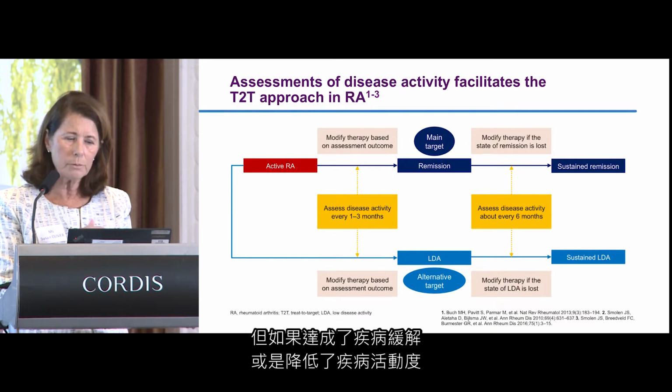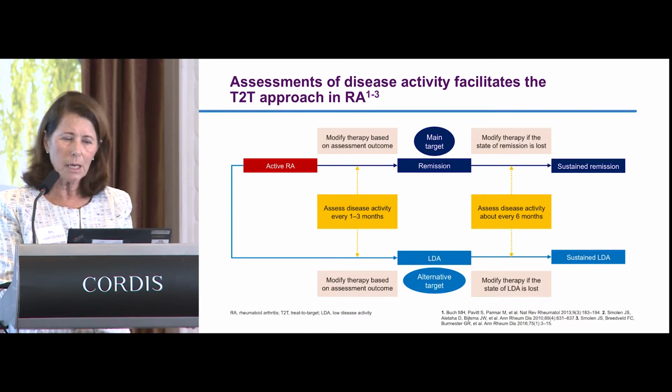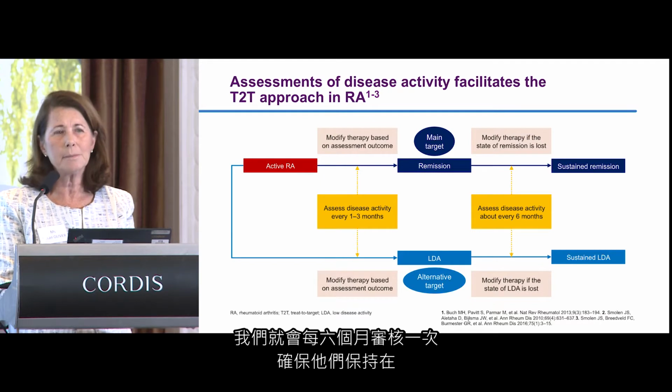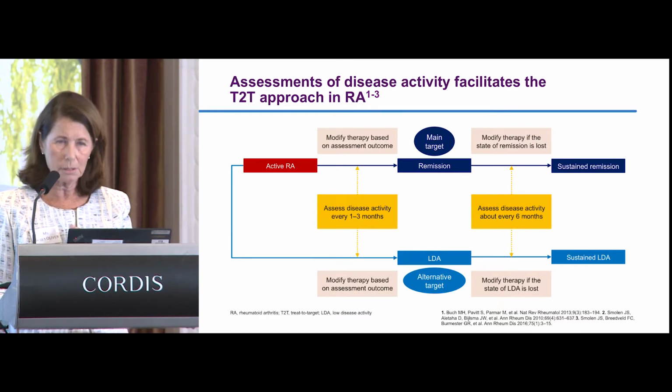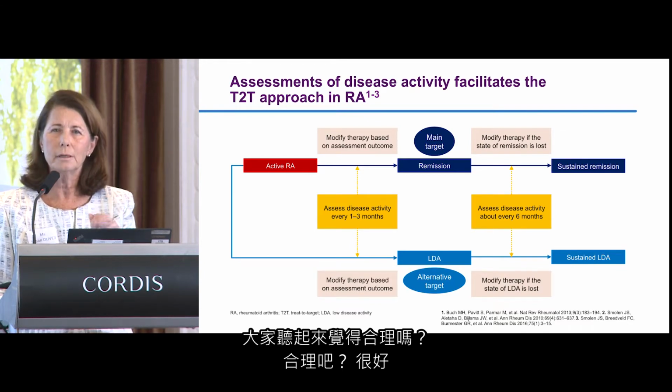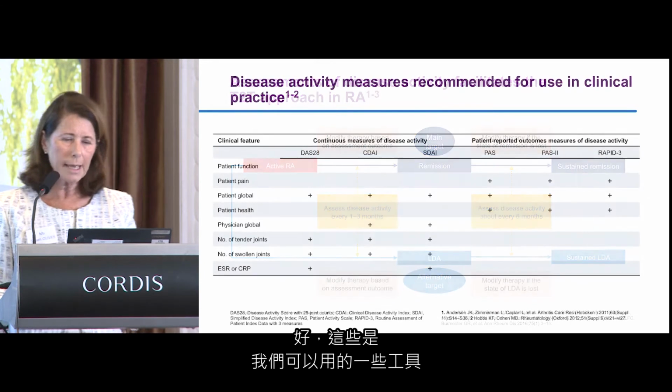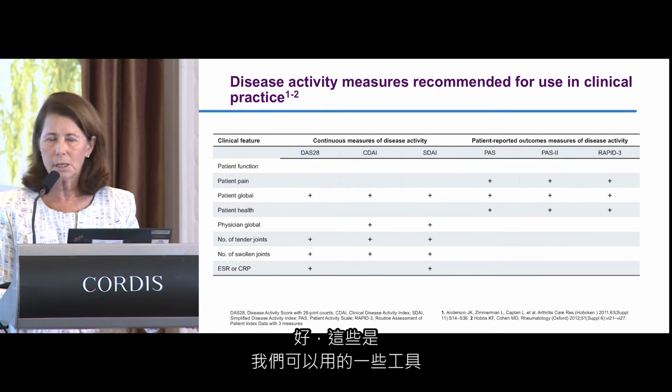But if we achieve remission or low disease activity, we then review them every 6 months to make sure that they stay well targeted and well managed. Does that make sense to everyone? Yeah, good. Okay, so these are some of the tools that can be used.